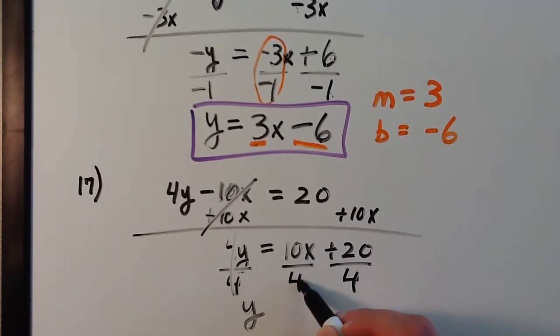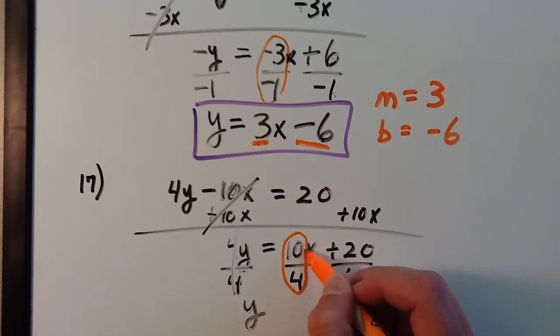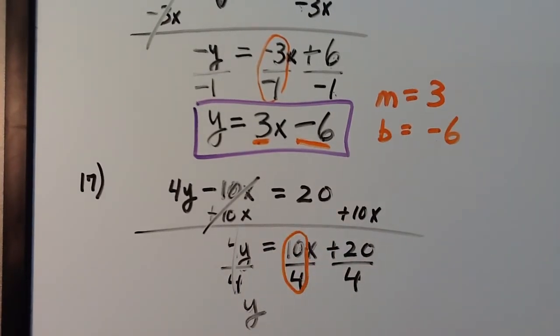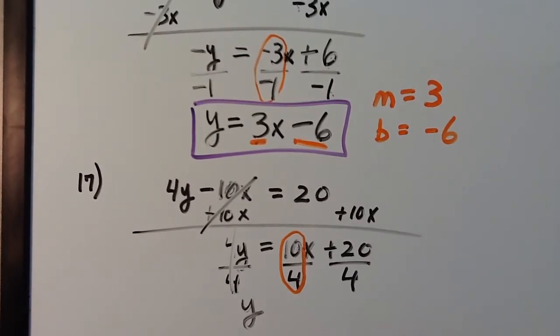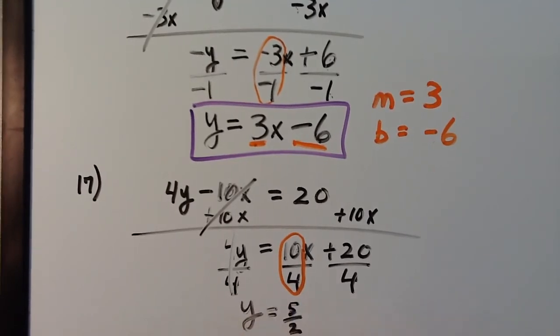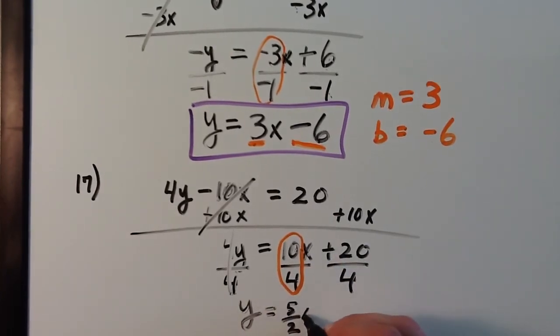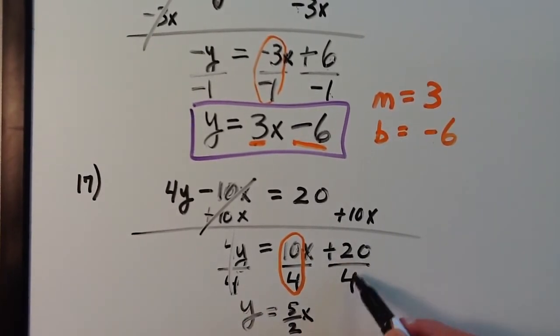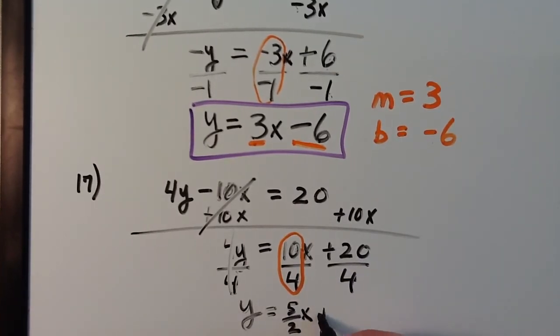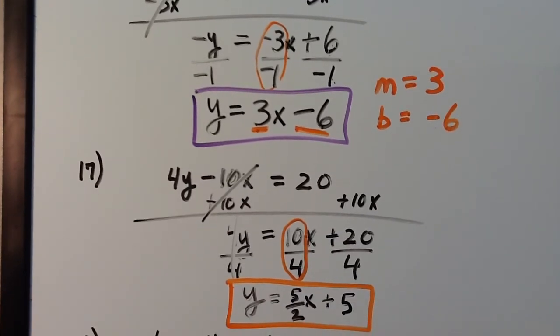Here I have 10 over 4. Okay, this is a fraction. Can I simplify 10 over 4? Well, they're both even numbers, and all even numbers are divisible by 2. And so if I divide 10 over 4 by 2 over 2, I would get 5 over 2. 10 over 4 is the same thing as 5 over 2, or 5 halves. Don't forget your x. So this is 5 halves x. Here I have 20 over 4. 20 divided by 4 is 5, so positive 5. This right here is in slope-intercept form because I have y on one side, everything else on the other. Y equals 5 halves x plus 5.